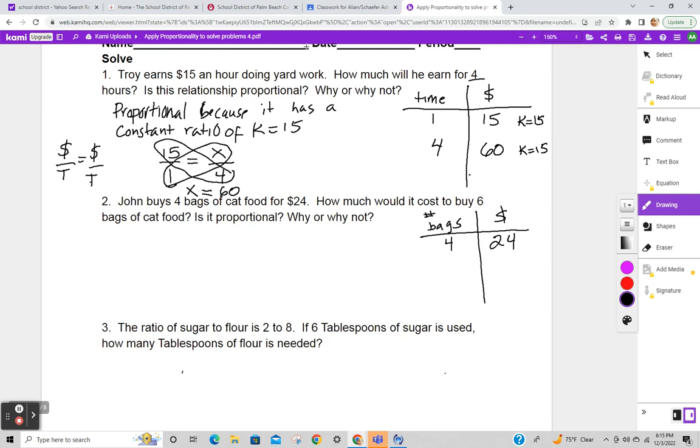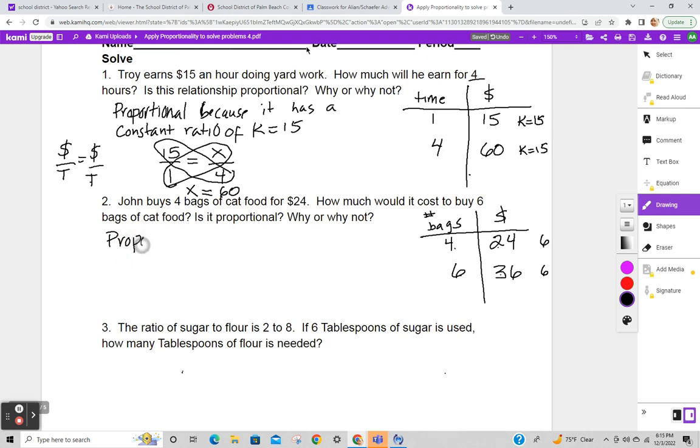If he buys 6 bags, we'll put 6 here. Well, let's find what the unit rate is. 24 divided by 4, that means each one bag costs us $6. If we buy 6 bags, that's 6 times 6, so that's 36. And now the question, is it proportional? Well, let's see if it has a constant ratio. 24 divided by 4 is 6. 36 divided by 6 is 6. So it has a constant ratio of 6, so it is proportional.